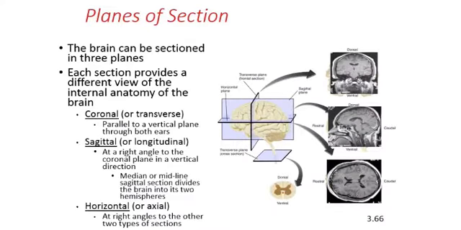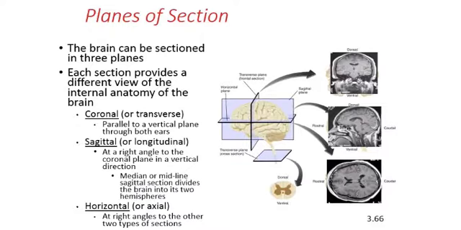When we look at brain scans and various images of the brain, there are usually three planes that we look at the brain from. What's called a coronal or transverse image is parallel to a vertical plane through both ears. So sort of this slice right here, and if we were to make that slice and then turn the brain around to see what it looked like, we would see something like this. This is called a coronal or a transverse section.